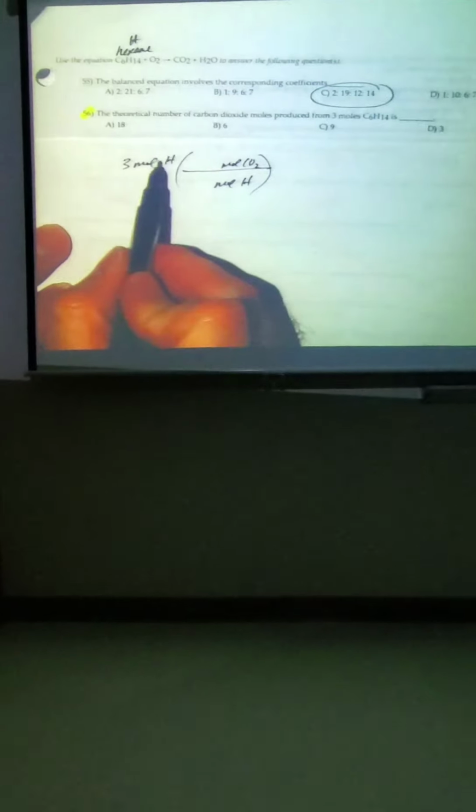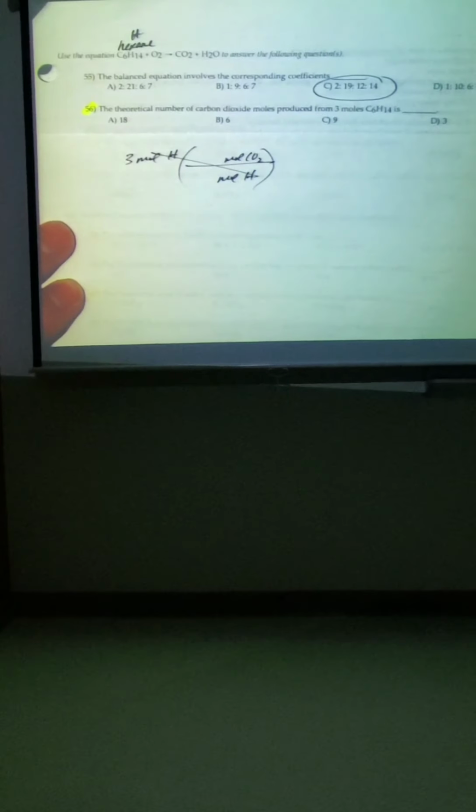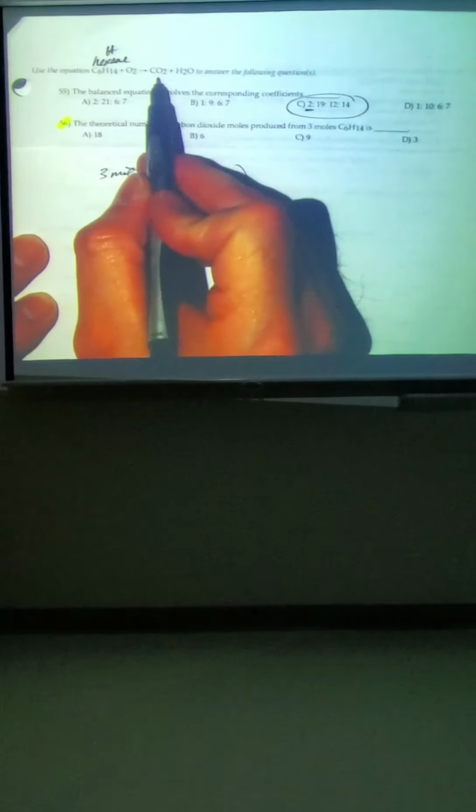So because the numbers aren't nice here, because they're 2, 19, 12, and 14, that's too hard to do those multiples in our head. We'll just do the one-step conversion process for moles of hexane, not hydrogen. So let's put hexane there just to be safe. So find the ratio. Hexane was a 2, so put that here. Carbon dioxide was the third, so we need that number, which is 12. So 3 times 12 is 36, divided by 2 is the answer we're looking for, 18.